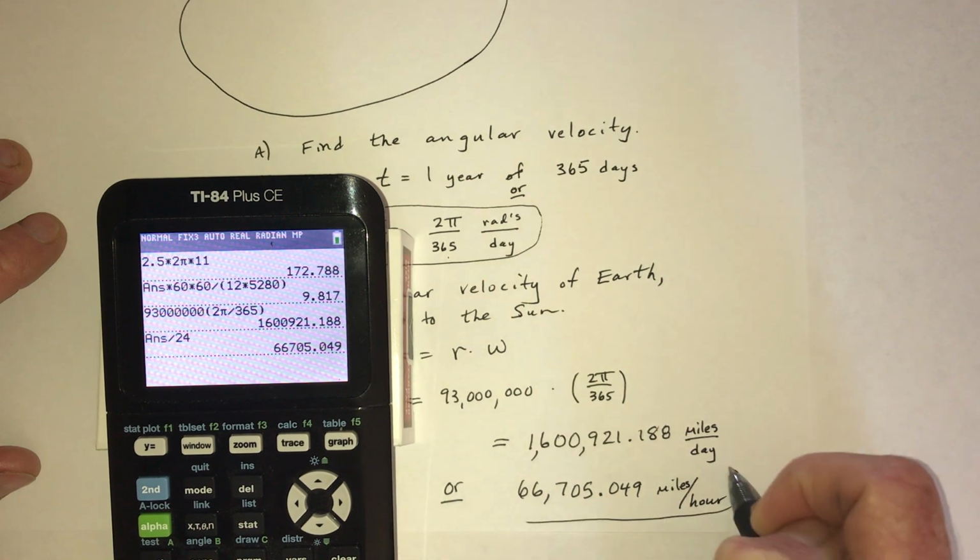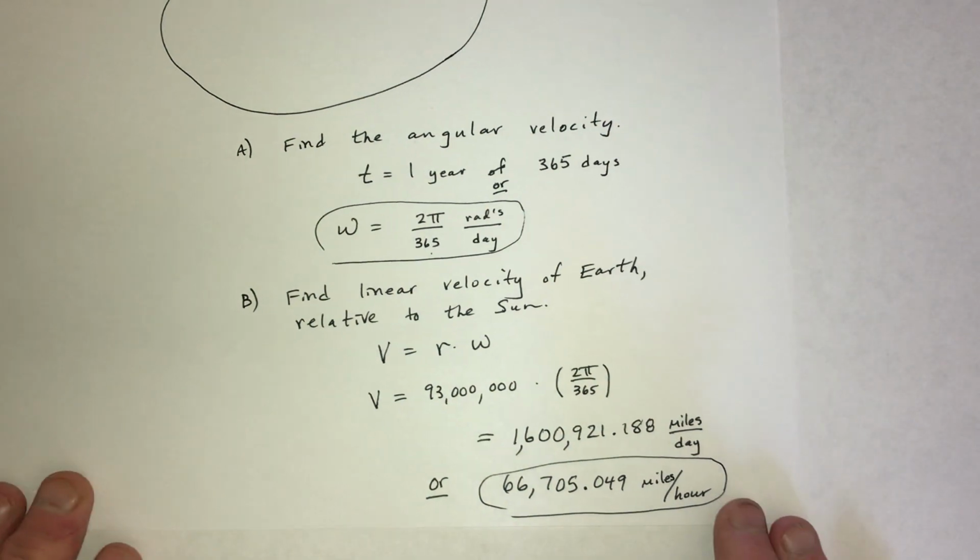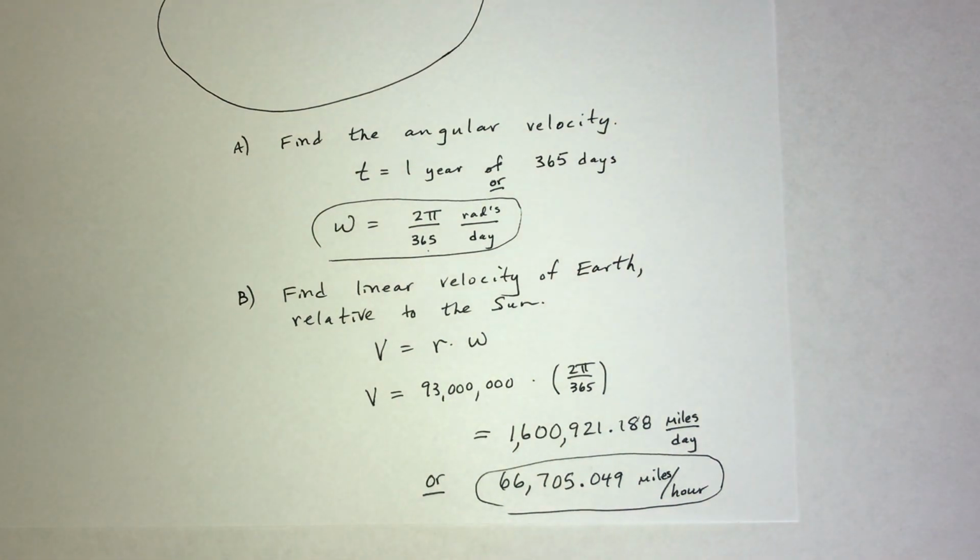So relative to the sun, how fast are we going around the sun? We're going around at 66,705 miles an hour. Good job, everybody. Hold on to that Earth.